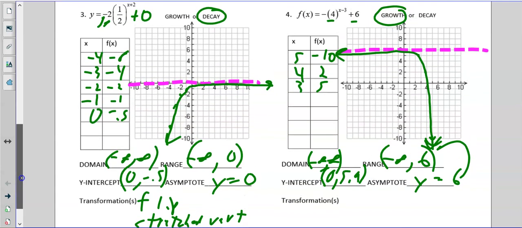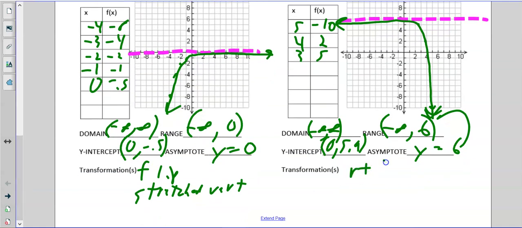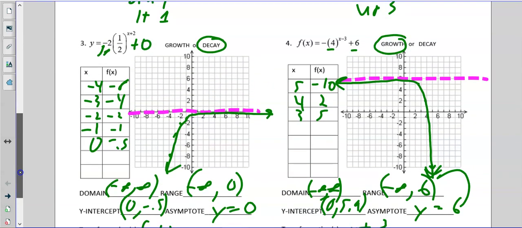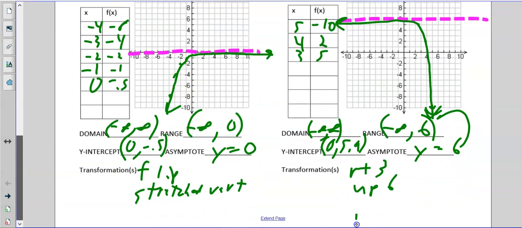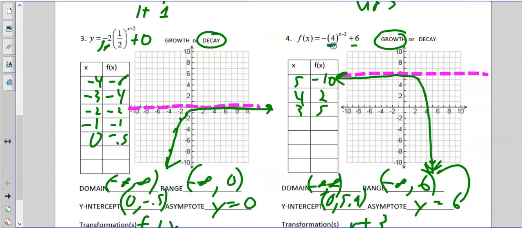Now, transformations, it's, again, inside lies. So x minus 3 means right 3. The plus 6 means up 6. The negative means flip. Now, remember also, that 4 does not mean stretch vertically. That 4 is the base, okay? Just like this 1/2 was the base. The number outside stretches it or compresses it vertically. Very common mistake. Please don't make that.